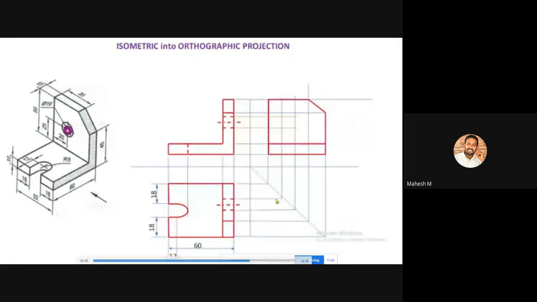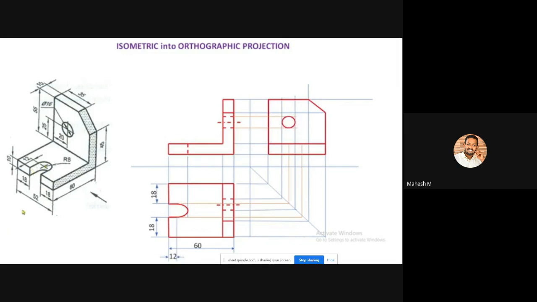So this circle has a 25 mm height from this edge, and 20 mm width from the left extreme line. So from here 20 mm width. The point where the two intersect is your center point. Taking that center point as the base, draw a 16 mm circle. So 25 mm height and 20 mm width will give the center point. With this, you can create a circle with the diameter of 16 mm.